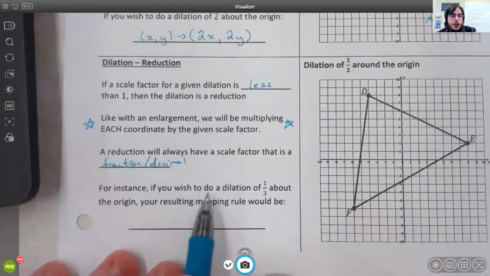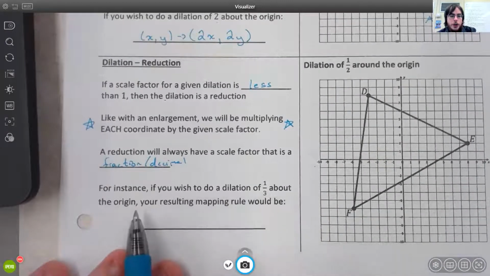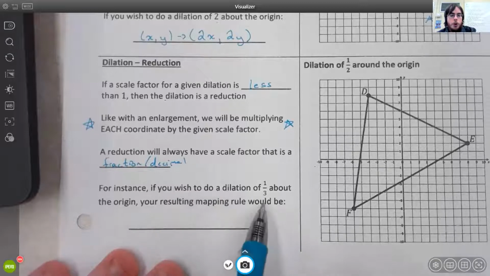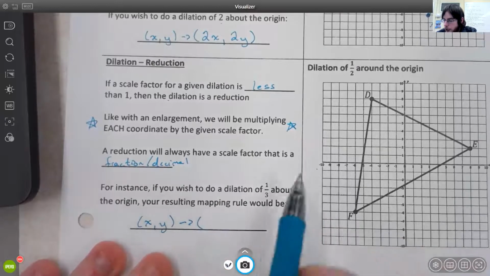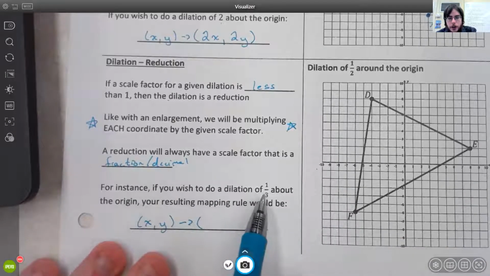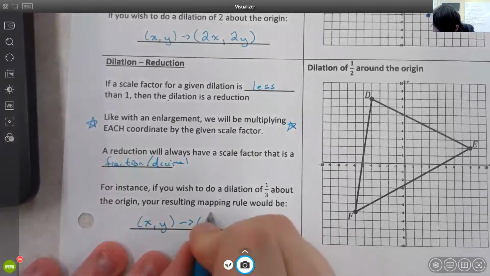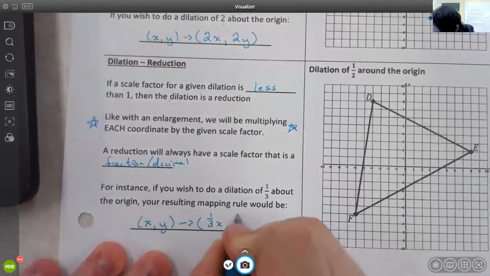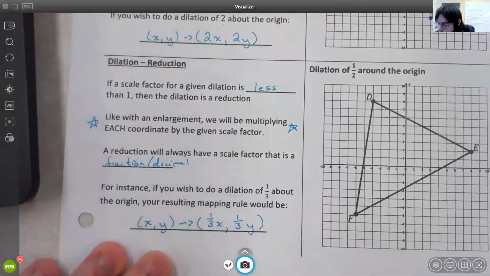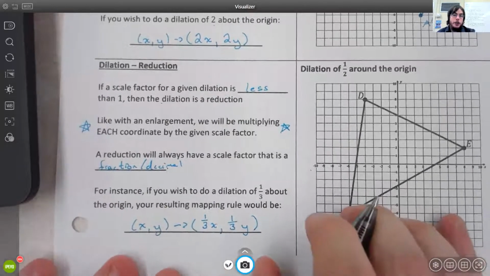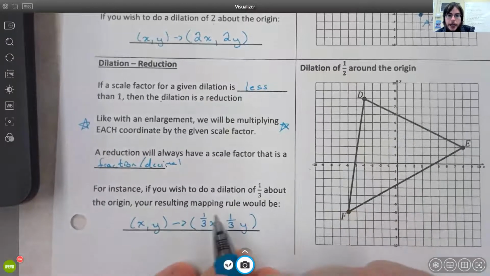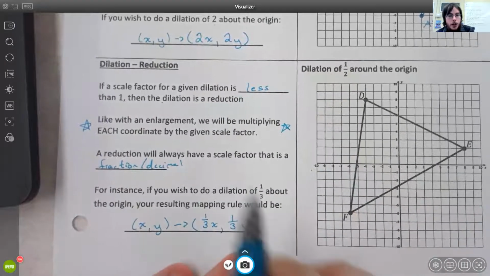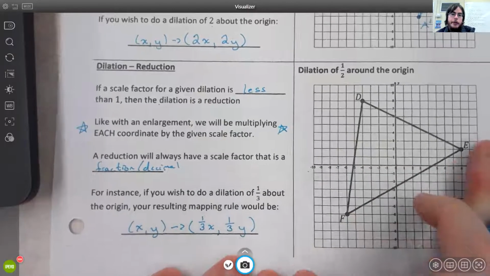So for instance, if you wish to do a dilation of 1/3 about the origin, your resulting mapping rule would be (x, y) maps to (1/3 times x, 1/3 times y). Even though it's a fraction or a decimal, you're still going to be multiplying x and y by it. Be consistent with it. Regardless of what dilation you're doing, you're always multiplying by the scale factor.